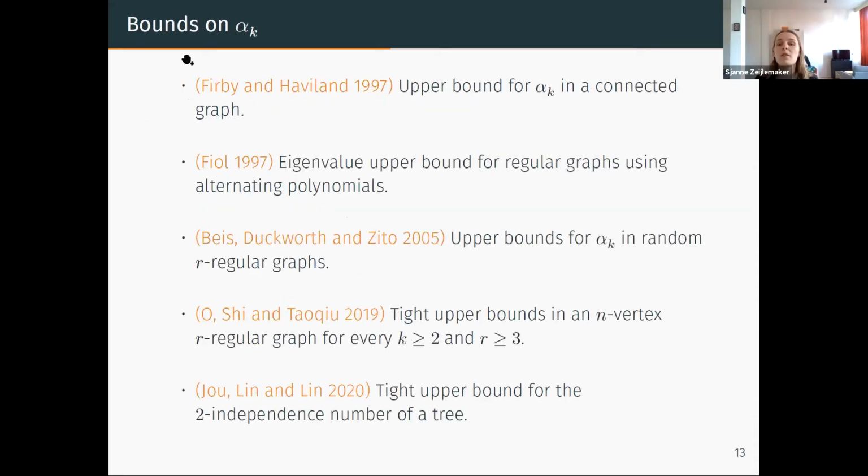I'm not going to go through these all, but if you're interested, here are some other papers that have studied this k-independence number. One that's particularly important for us is this one by Fiol. He came up with the first bound based on eigenvalues of a graph.